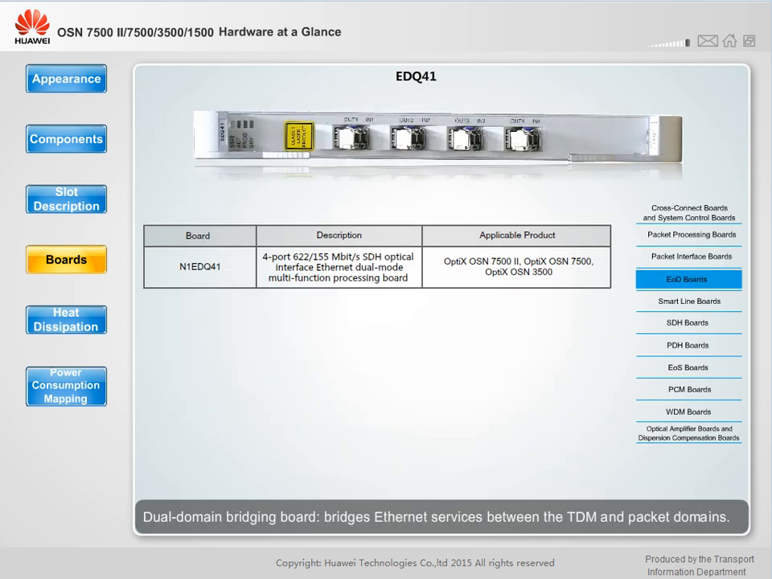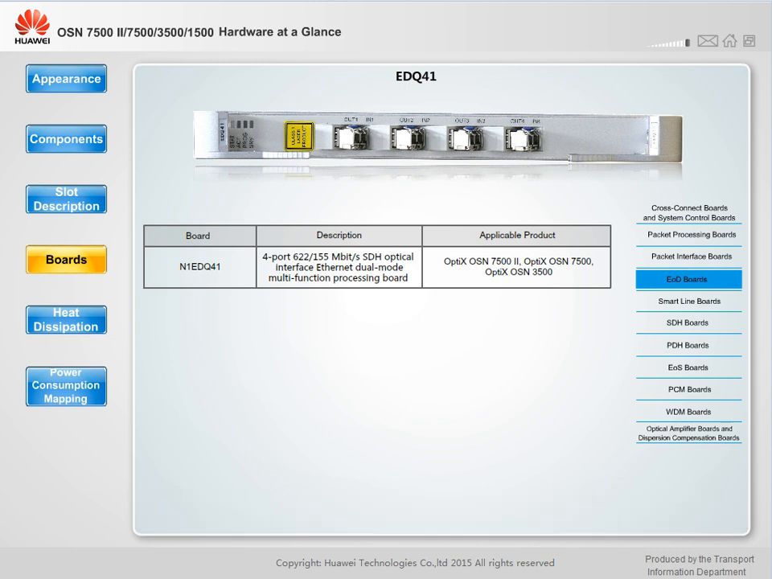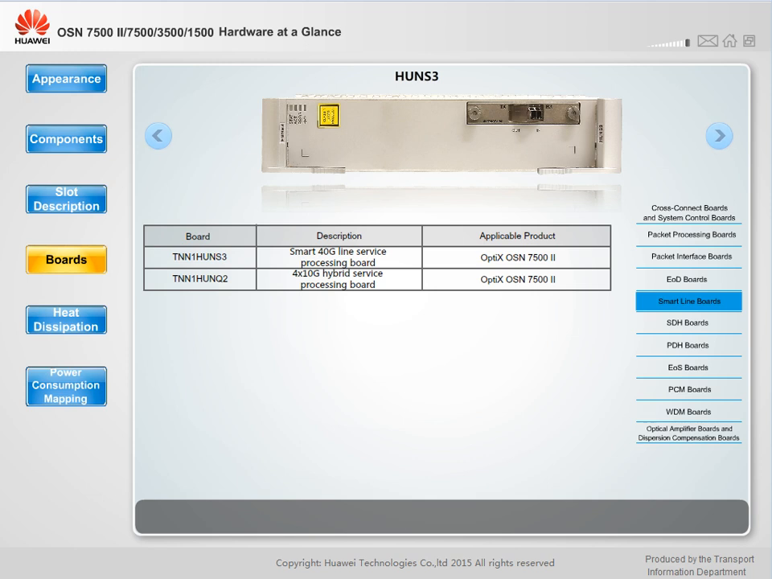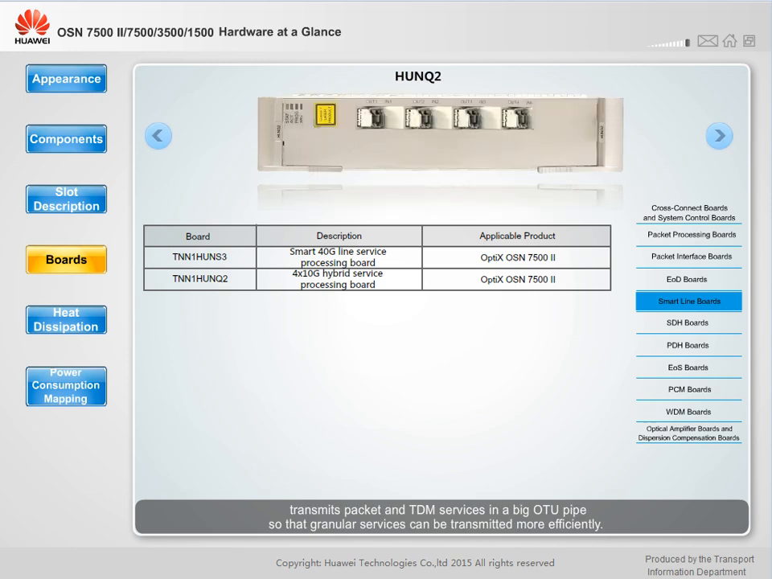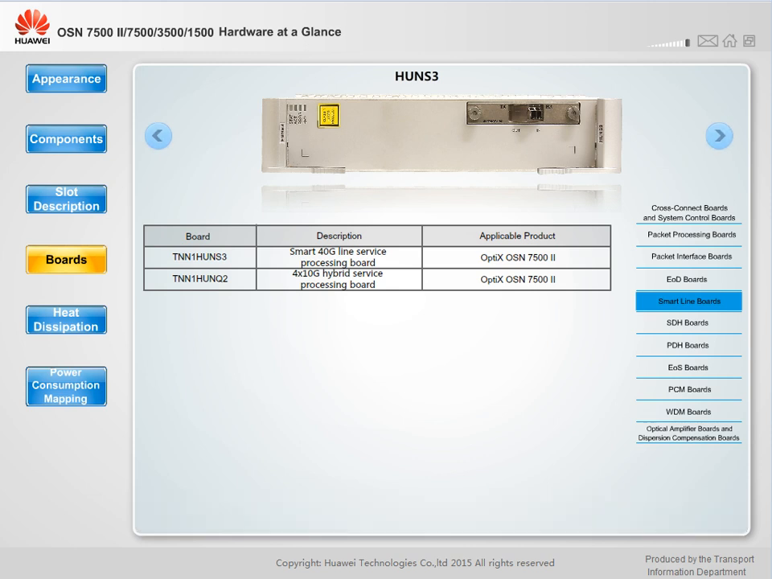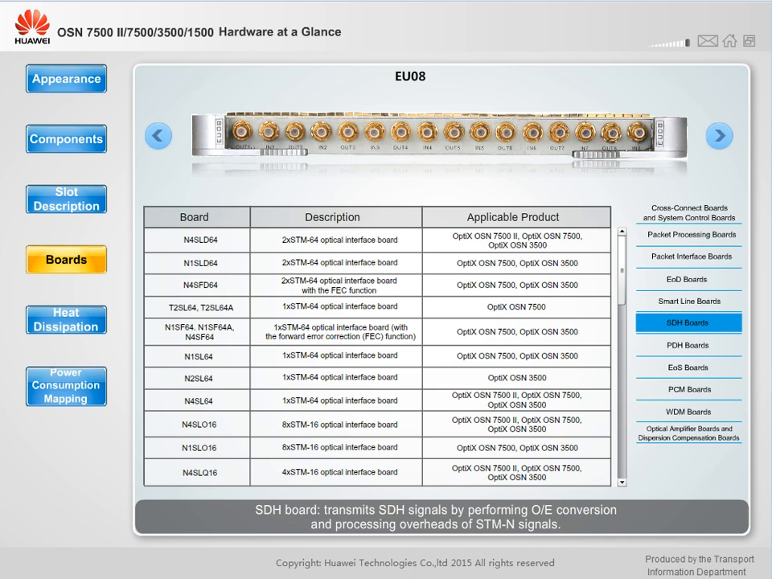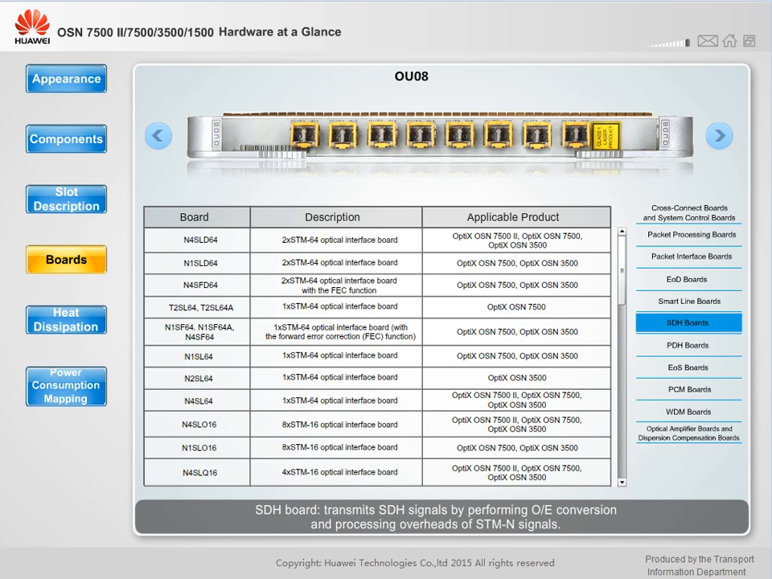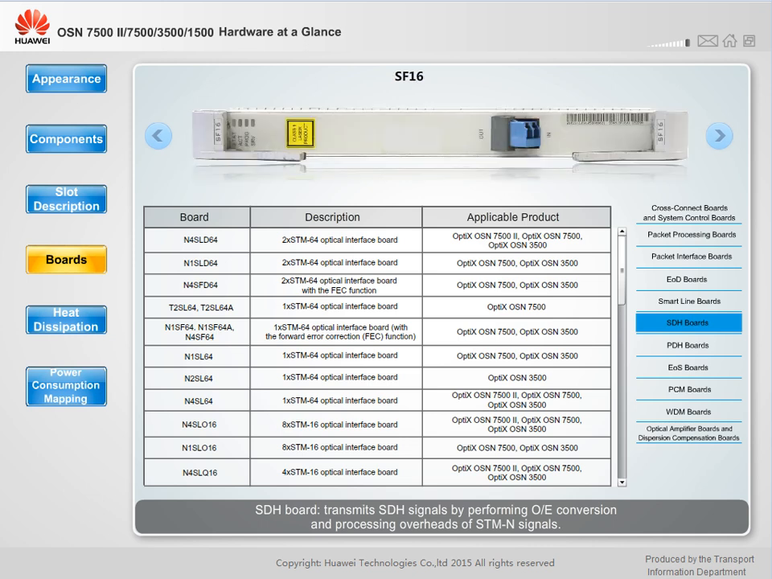The Dual Domain Bridging Board bridges Ethernet services between the TDM and packet domains. The Hybrid Line Board transmits packet and TDM services in a big OTU pipe so that granular services can be transmitted more efficiently. The SDH board transmits SDH signals by performing OE conversion and processing overheads of STM-N signals.